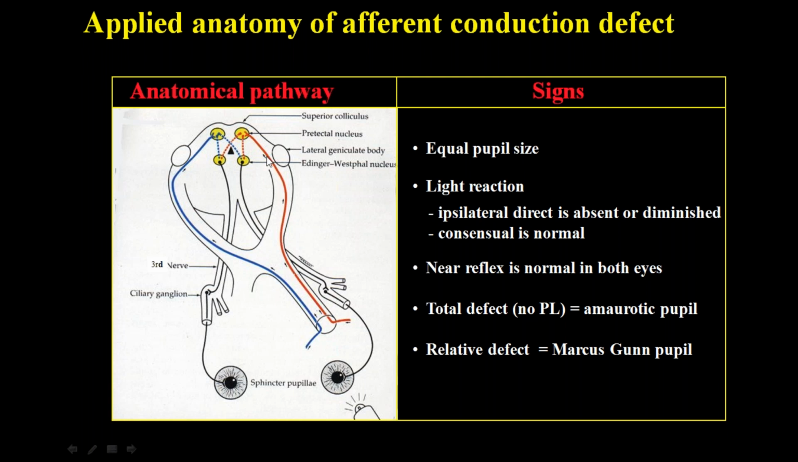They do not synapse in the lateral geniculate body, but synapse in the pretectal nucleus. From there to the Edinger-Westphal nucleus, there is a decussation there, and then the efferent fibers go by the oculomotor nerve. So this is the classic pathway.